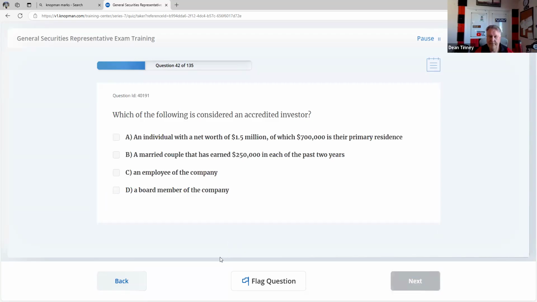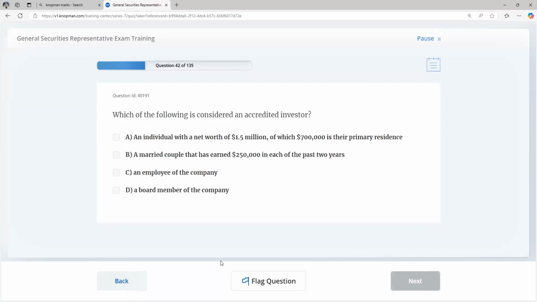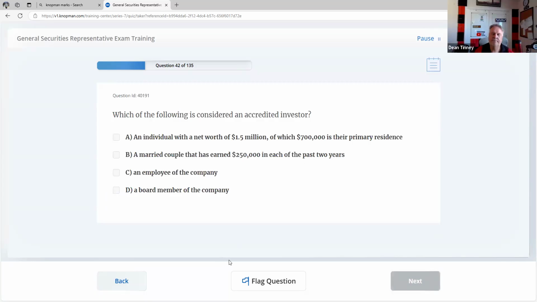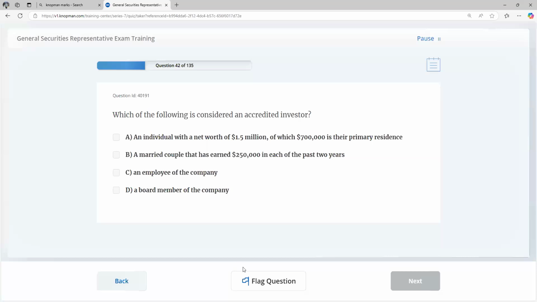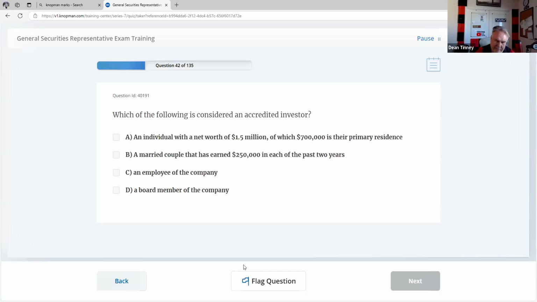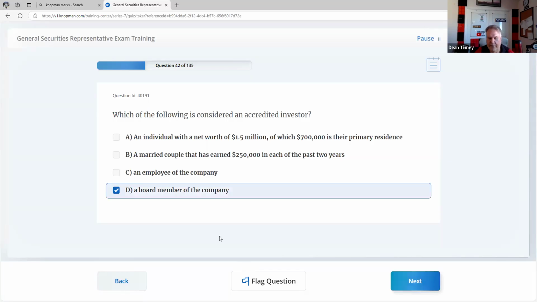Which of the following is considered an accredited investor? An individual with net worth of 1 million in their primary residence. That's right, so A is out. And a married couple, 200, that is not. That's out. A board member of the company is. Yeah, right, because they want you to put your own money into your own deal. So an insider of the issuer is accredited.